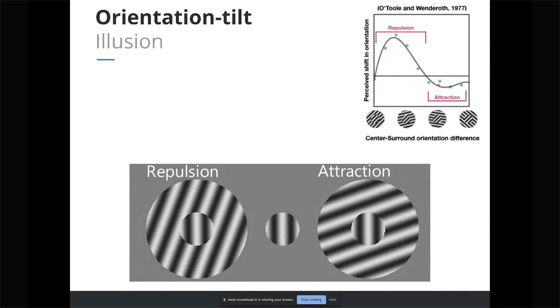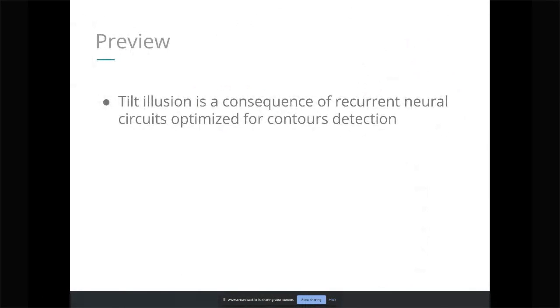So a critical question for vision science is whether this phenomenon reflects a bug of the visual system or rather a feature. To give you a preview of some of the main conclusions from my talk, I'll try to make the point that this orientation tilt illusion turns out to be a consequence of recurrent neural mechanisms and circuits that are optimized for the detection of contours.